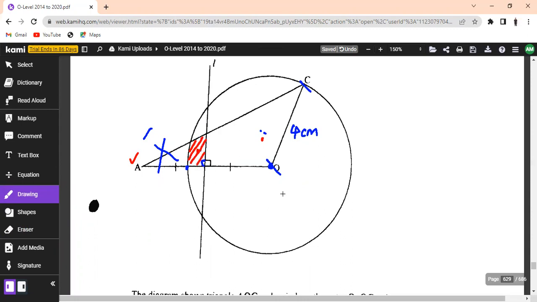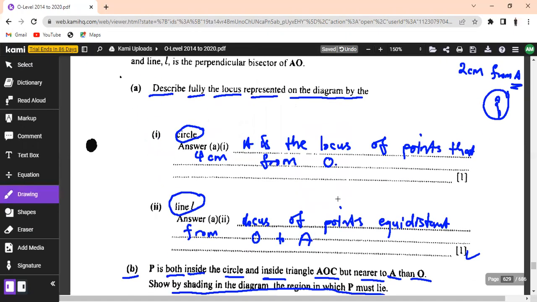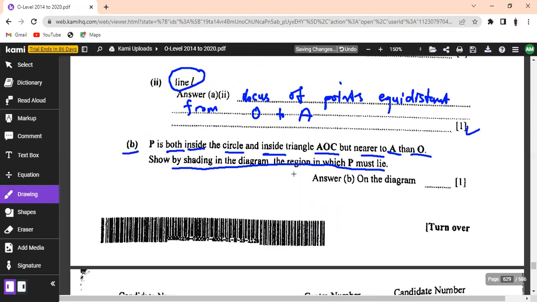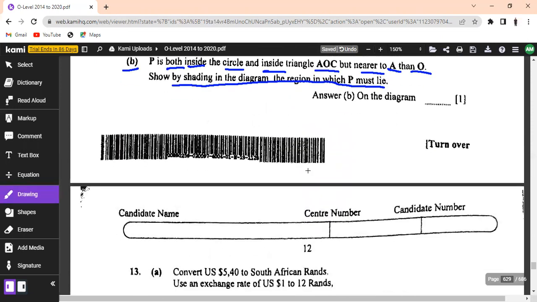The region is supposed to be inside the triangle and also inside the circle. So this is not it because it's not inside the triangle. Yes, it's inside the circle, but not inside the triangle. This is also wrong. It's not inside the triangle. So we are just going to be left with this region that I indicated here. So you can write even your P inside, or you just shade that region. But the question here was to shade, isn't it? Yeah, show by shading. So you just shade. All right, so that was it, guys.